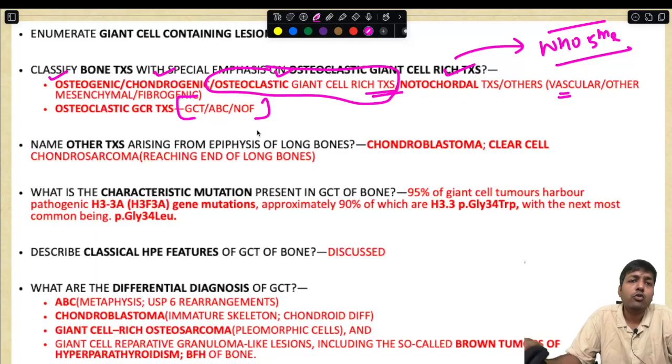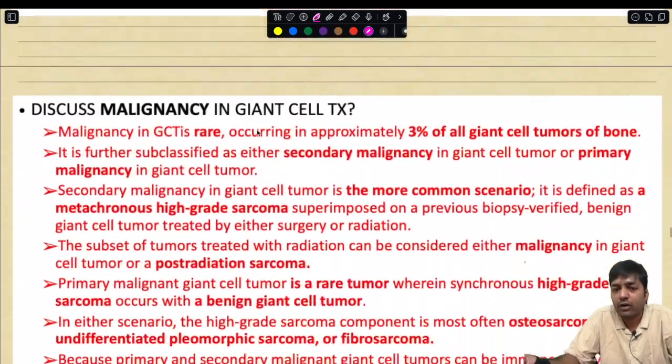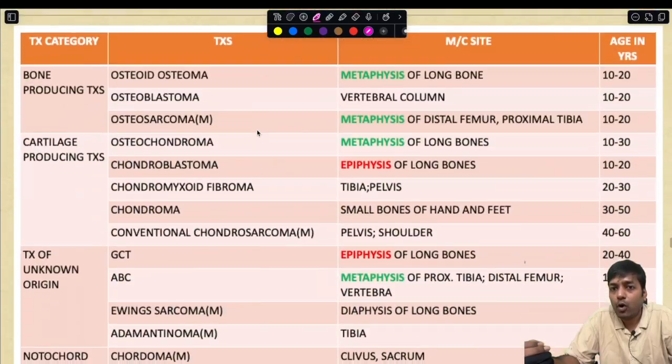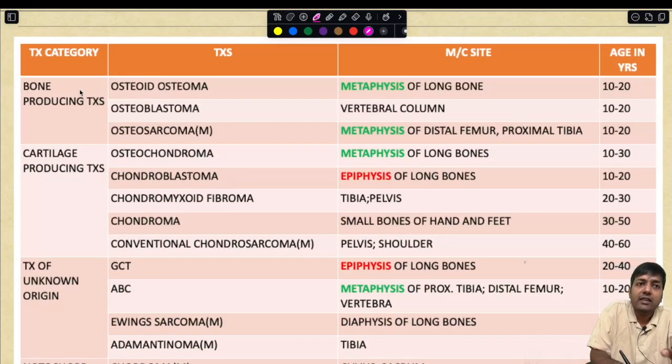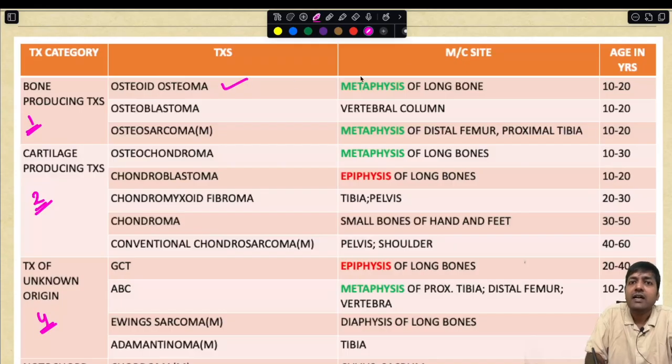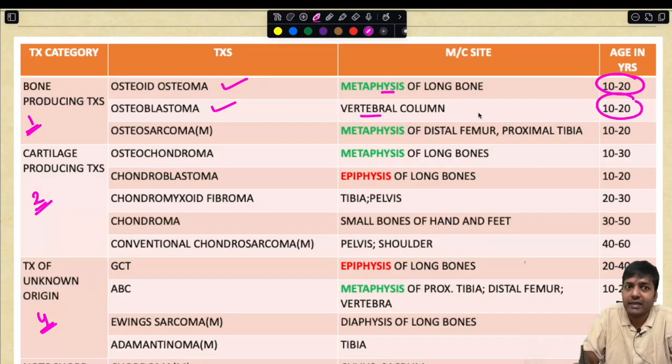But if you want to remember the classification in short, follow what is given in Robbins. Basically the tumors can be divided under 4 major headings: bone producing tumor, cartilage producing tumor, tumor of unknown origin, and notochordal tumor. Under the bone producing tumors, we have osteoid osteoma arising from the metaphysis of long bone within the age group 10 to 20 years. Then osteoblastoma arising from the vertebral column, age group 10 to 20 years.